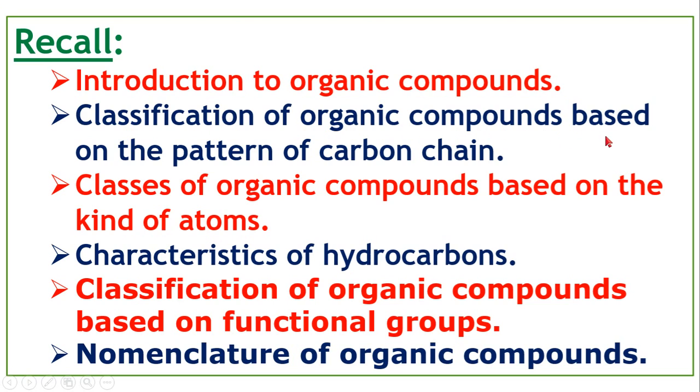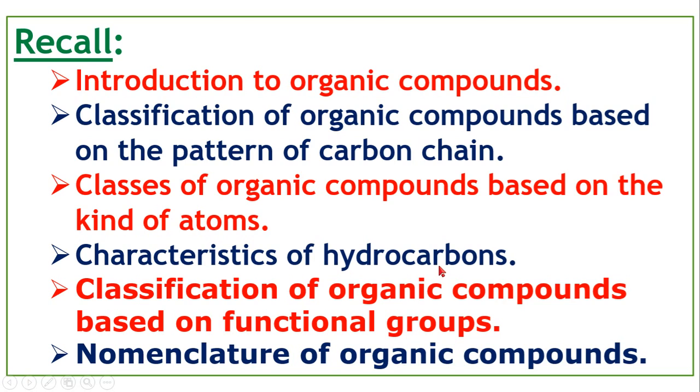Classification of organic compounds based on the pattern of carbon chain. It is classified into open chain compounds and closed chain compounds. Classes of organic compounds based on the kind of bonds. It is classified into alkane, alkene and alkynes.